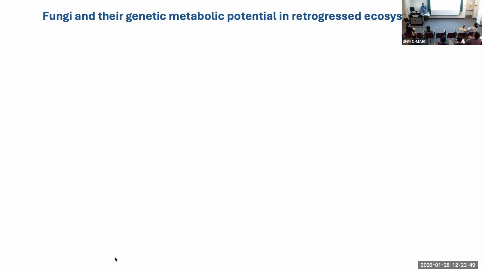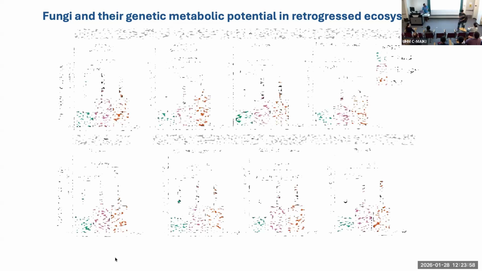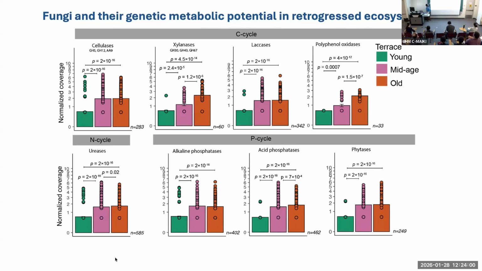So what are fungi potentially doing? What's the genetic metabolic potential of fungi in these retrogressive ecosystems? Let me show you a big plot now. Again, we have normalized coverage, the 3 terraces, and the different genes that we were able to characterize. You can see there that there is higher potential for cellulose degradation in older terraces from fungi, higher potential for xylanase degradation, laccases, and even polyphenol oxidases.